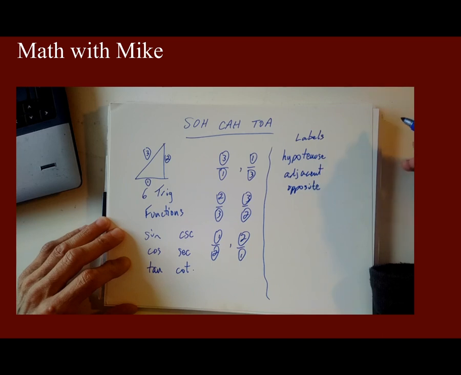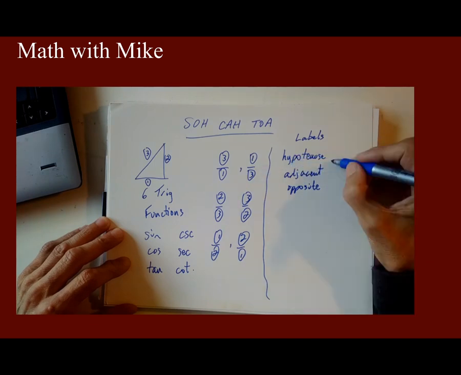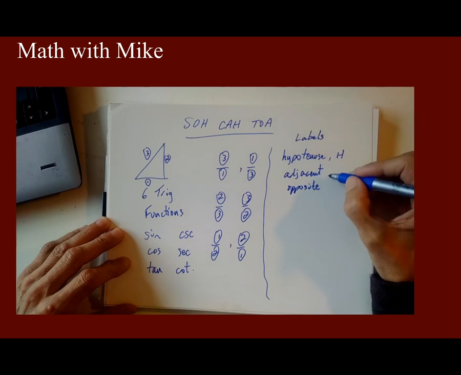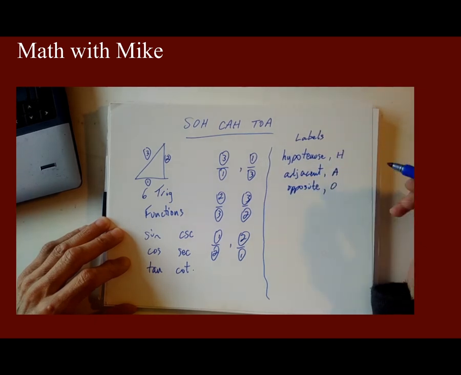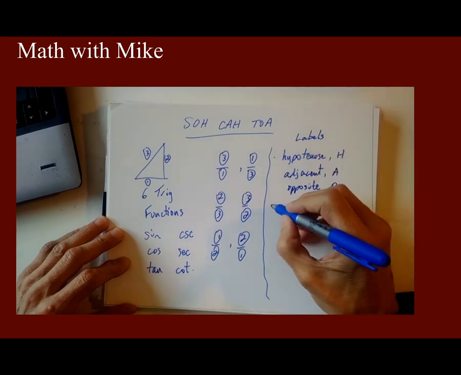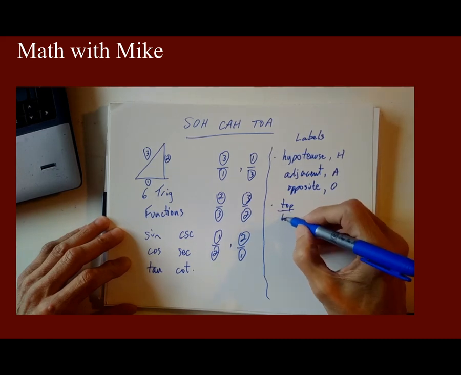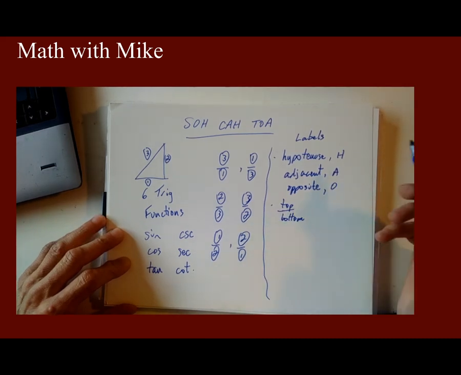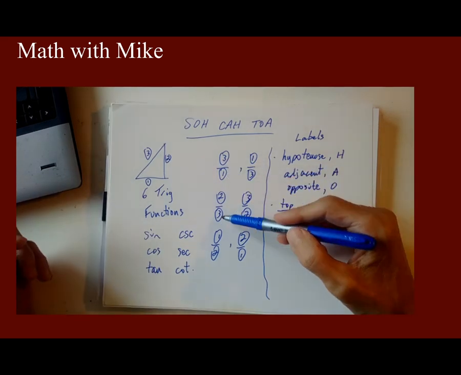Now, what I'd like you to notice is that each of these words starts with a letter. Hypotenuse starts with H, adjacent starts with A, and opposite starts with O. Next, I'd like you to notice in the fractions that there is a top and that there is a bottom. 3 on top, of course, 1 on the bottom. 2 on top, of course, 3 on the bottom. Right?